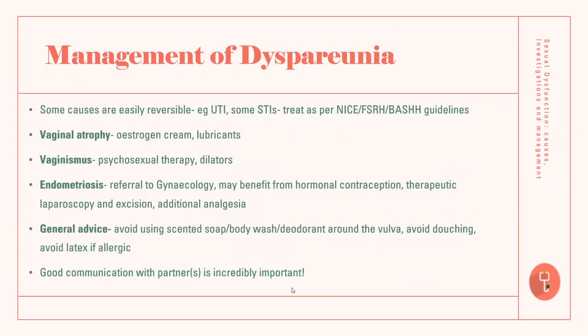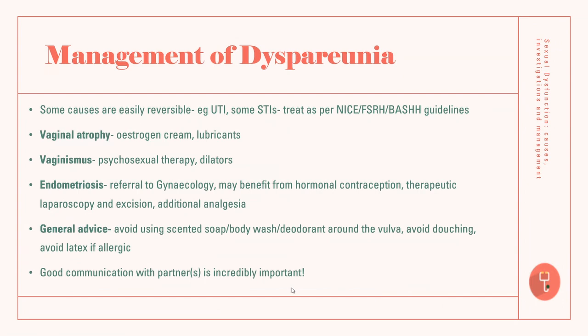So our management of dyspareunia. Like I said before, some causes are really easily reversible. So a UTI, or some STIs like chlamydia, gonorrhea, a course of antibiotics. For gonorrhea, you might need a test of cure and then that's sorted. And if that is the fix to the patient's symptoms, that's great. For atrophy, we can use things like estrogen cream or lubricants.